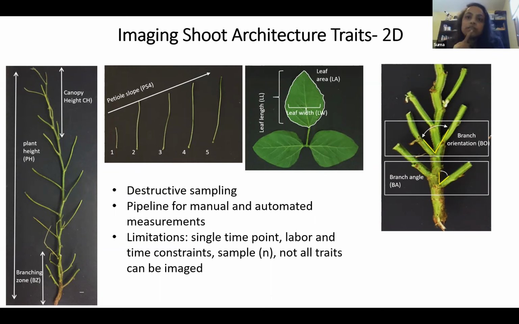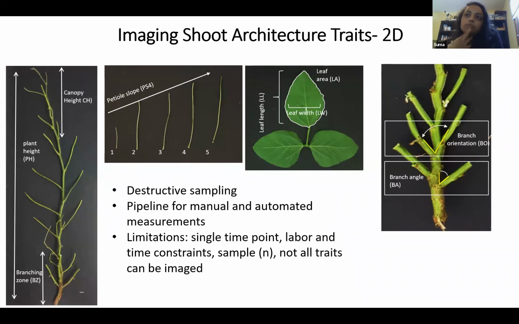So we image these. One thing though is that this is very time consuming. You can imagine that harvesting these plants, pulling off the leaves and imaging them is extremely time consuming and labor intensive. And in this way you cannot measure all the traits you're interested in. This sort of imaging is only good for capturing some traits but not all traits.